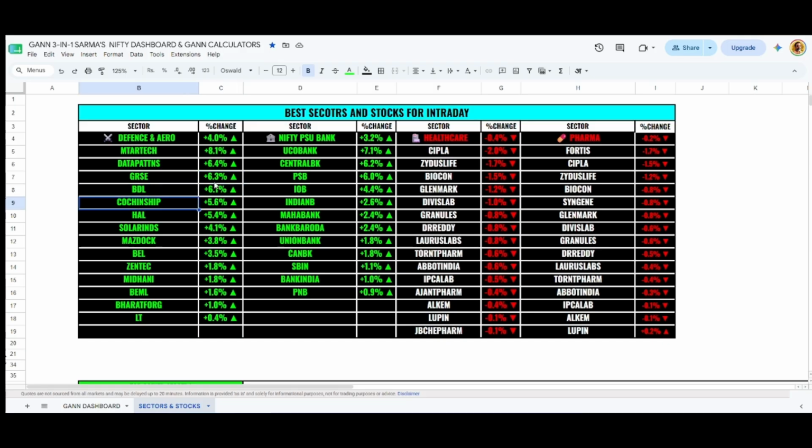any stock that comes over, 100% protection. And these are the sectors. So this is how it works.